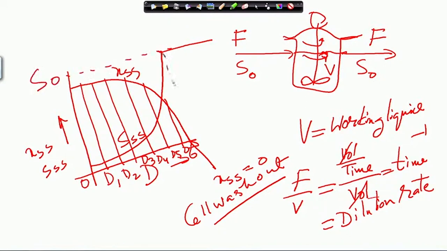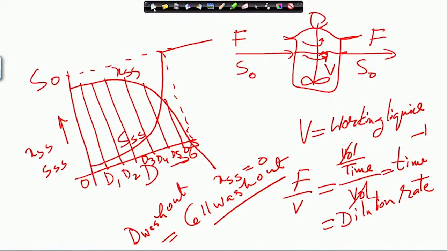So this corresponding point is called D washout. At D washout, there is no cell present in the reactor. Now, this is the major problem that we have in case of the chemostat process. A question may be raised: why does this happen? This happens due to two different reasons.